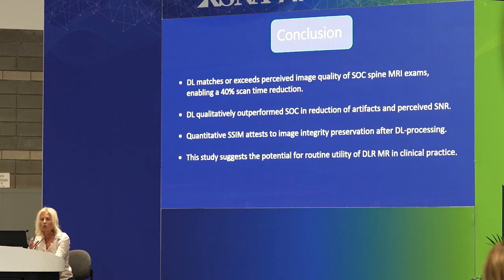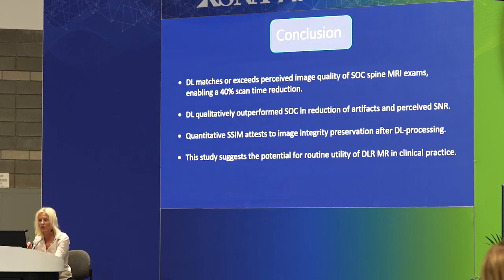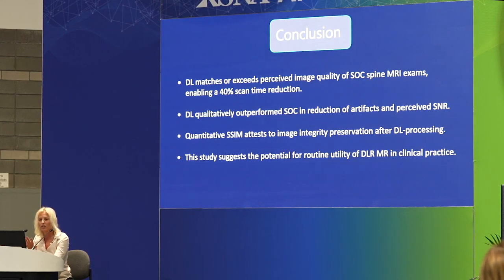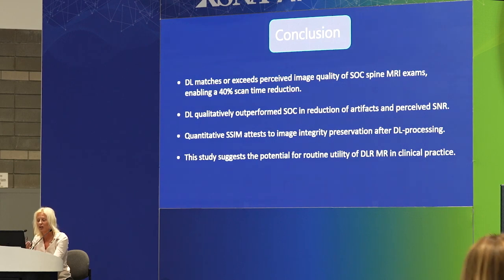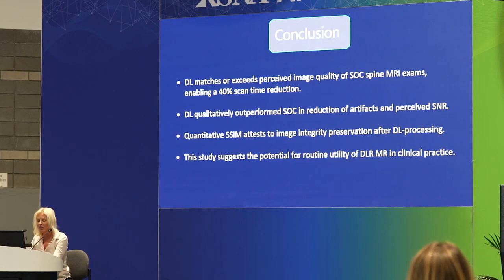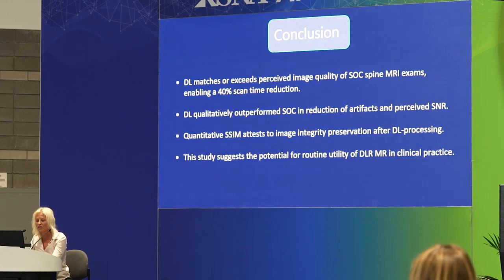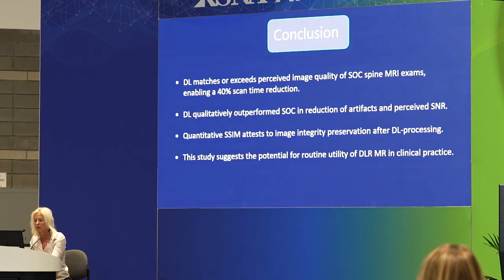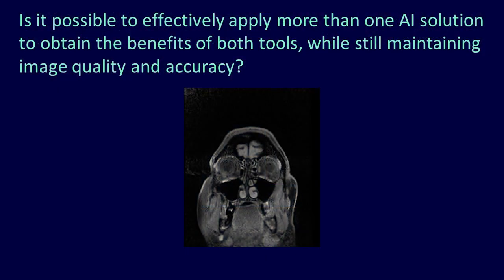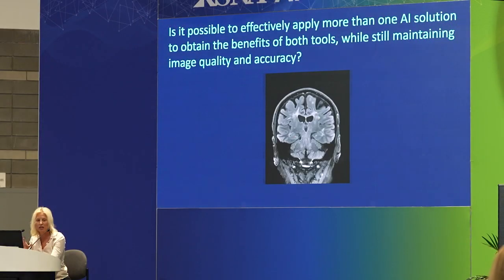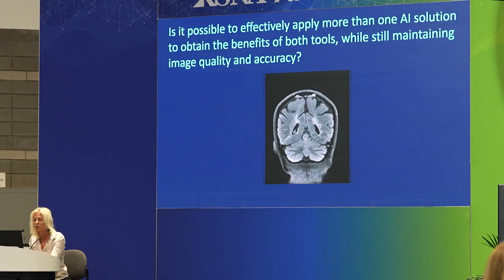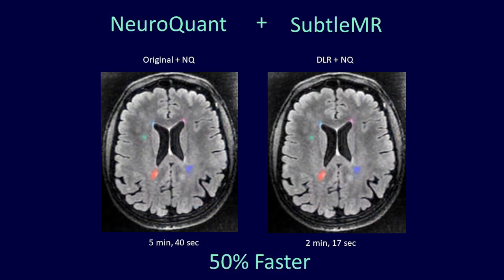We also applied a quantitative measure, a structural similarity index. We wanted to make sure that deep learning wasn't introducing any kind of errors, and the SSIMs matched, which attests to the integrity and preservation after DL processing. And this study really suggests the potential for routine utility of deep learning in clinical practice. Another question we have is, is it possible to effectively apply more than one AI solution to obtain the benefits of both tools while still maintaining image quality and accuracy?